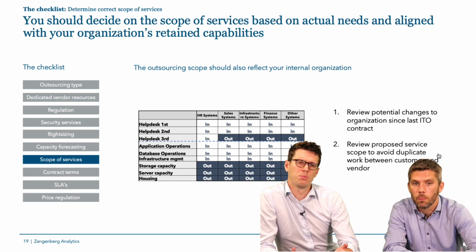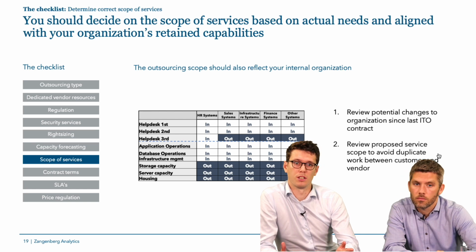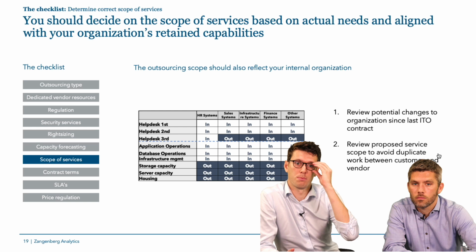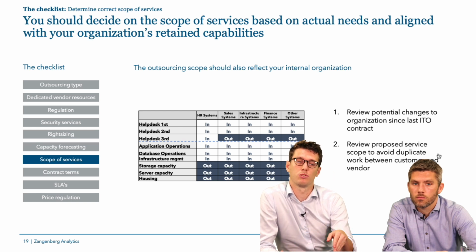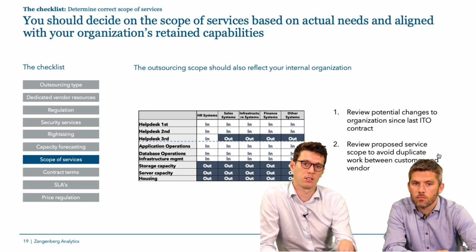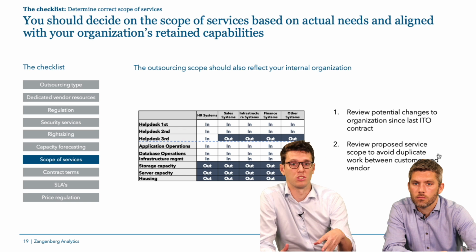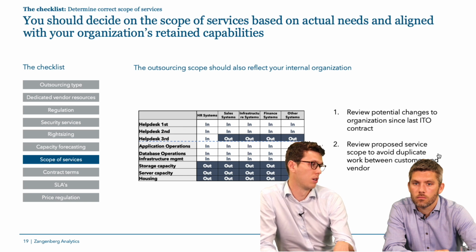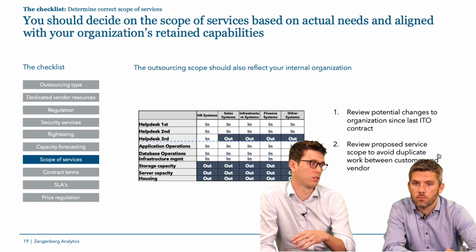And this should also be done if you are just renegotiating or extending an ITO contract with the same service scope as previously, because there might have been some changes to your internal organization since you entered the last agreement, which mean that the service scope of the agreement should be changed to better align with how your organization looks now, because this may not be the same as how it looked 4 years ago.